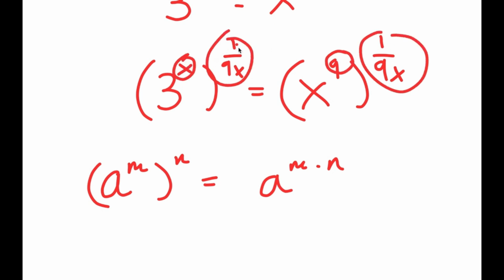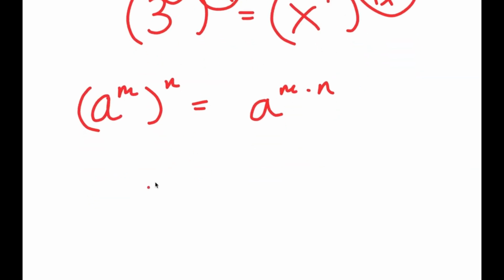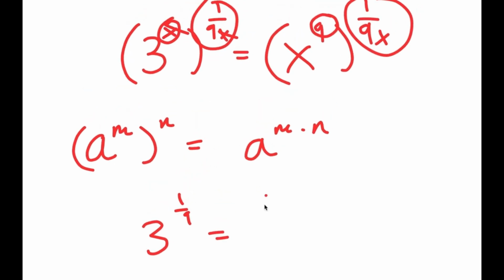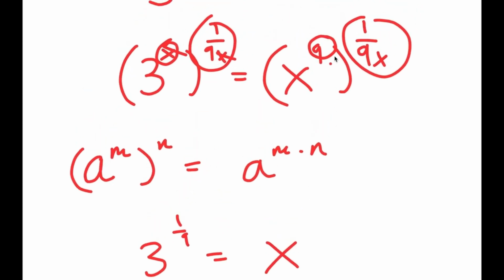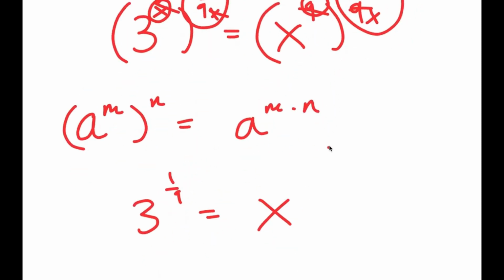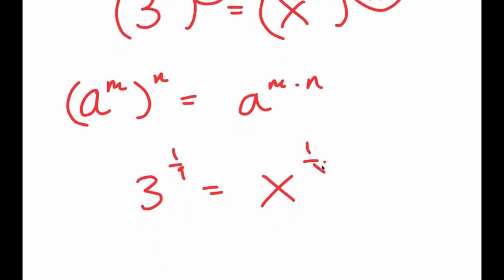So x times 1 over 9x, the x just cancels out, so I have 3 to the power of 1 over 9, and as you see, there's no variables on this side. And then on my right hand side, the 9's cancel out, so I have x to the power of 1 over x.